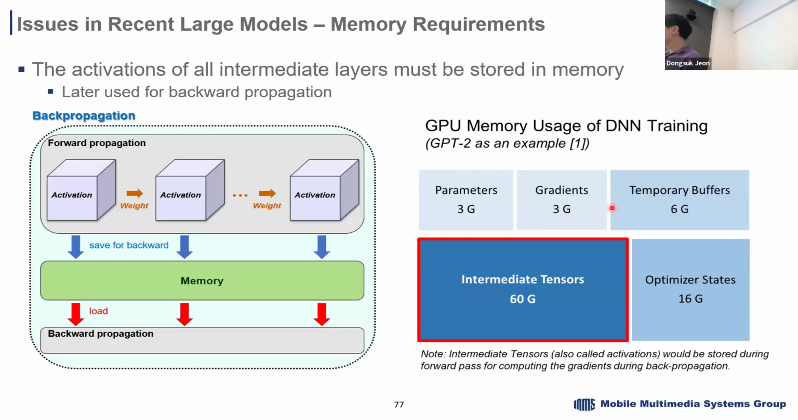The largest portion is taken up by the intermediate tensors, in other words, the activations. We generate tons of activations for each layer during forward propagation, and we need these values again during backward propagation, right? So that's why we need to temporarily store the generated activations in the forward propagation stage, and it takes a large portion of the memory. So we wanted to come up with some solution to reduce this burden somehow.